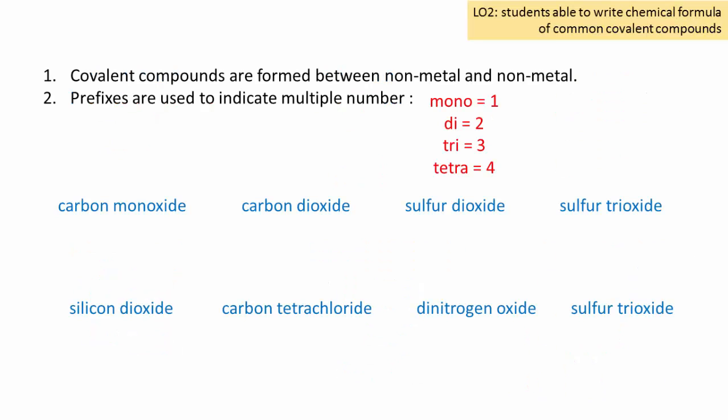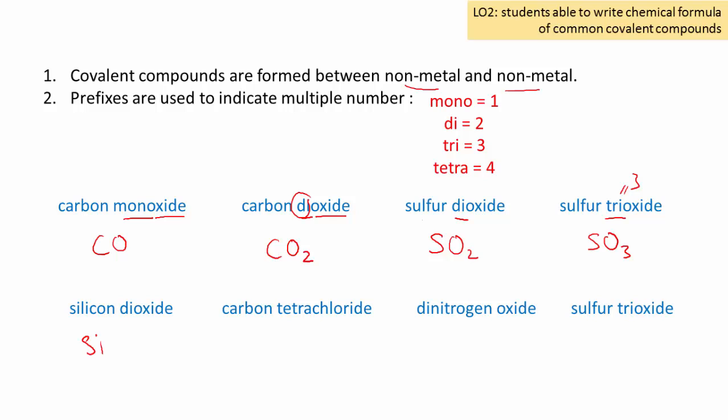Now we come to the covalent compounds. The formulas are more straightforward. Covalent compounds are formed between a non-metal and a non-metal. Mono means 1, di means 2, tri means 3, tetra means 4. So monoxide means 1 oxide, so it's carbon and 1 oxide, carbon monoxide. Dioxide, so it's carbon and 2 oxide, because di means 2. Sulfur and 2 oxide, because di means 2, sulfur dioxide. And tri means what? Tri equals 3, so therefore sulfur and 3 oxide, sulfur trioxide.